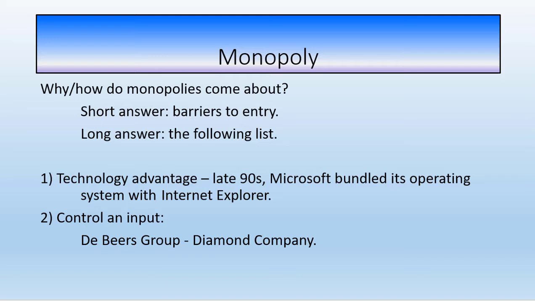And then, when Microsoft bundled it with Internet Explorer, that meant that other companies that were trying to develop internet browser systems really didn't have access. They were barred from the market, so to speak. There were substantial barriers to entry. Another type of barrier to entry is control of an input or possibly a natural resource. For example, the De Beers Diamond Group controlled most of the diamond output, because they own diamond mines, for example, and so that comes about naturally.